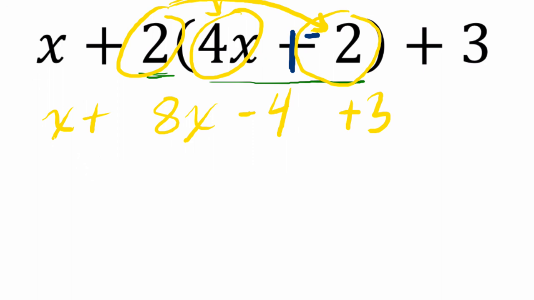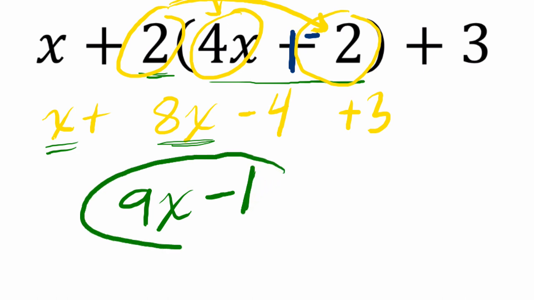Well, I know that if we combine 1x with 8x's, altogether we have 9 groups of x. And if I take 4 away but add 3, it's the same as having negative 1. So this is my answer.